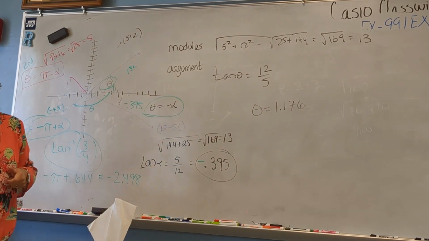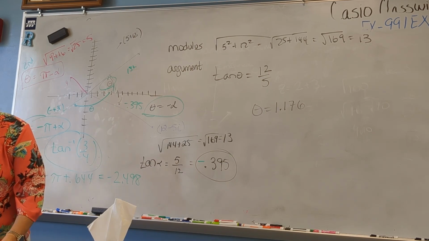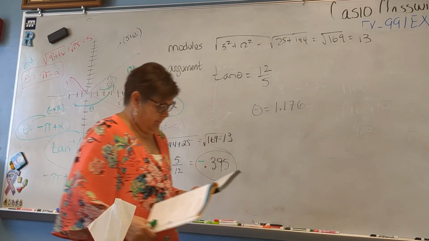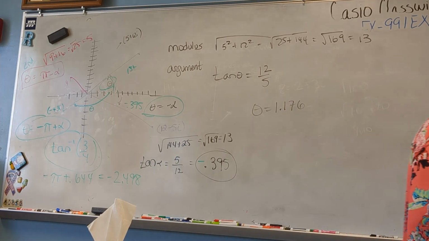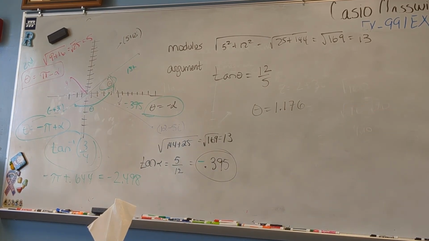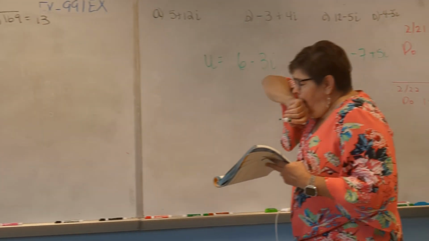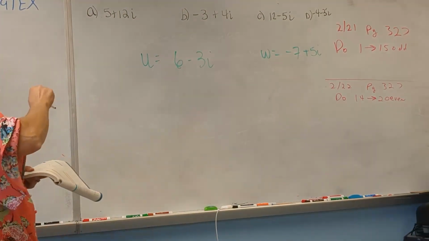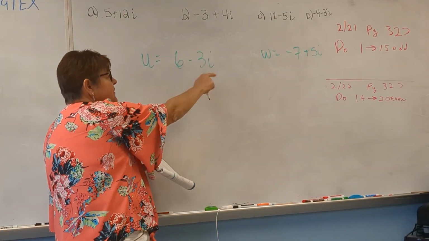So let me give you one to try. U equals 6 minus 3i, give you that one, and then W equals -7 plus 5i. Find the modulus and argument of each one of those two guys there.